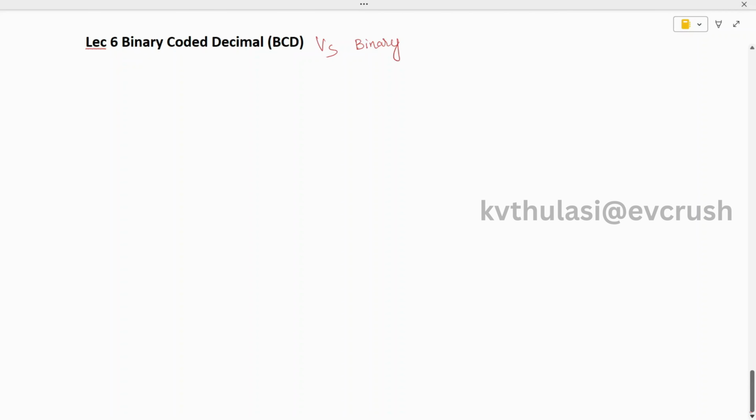Okay, so now let us try to see here. On the right side I'm going to write the advantages of BCD, and next the binary system. Okay, let's try to see all the points one by one. First, let's try to see the meaning.